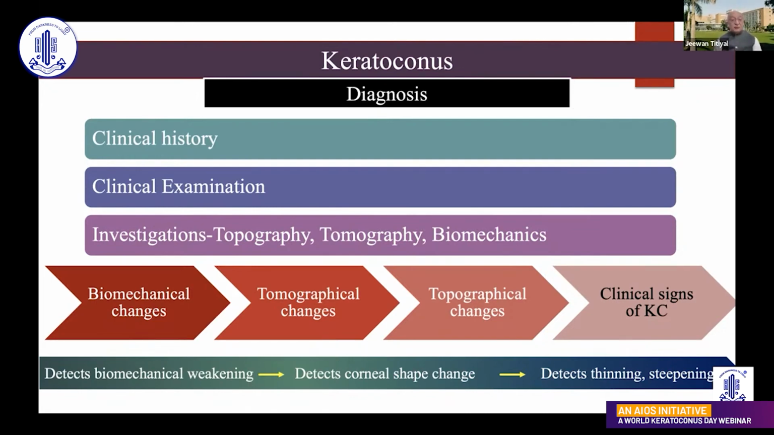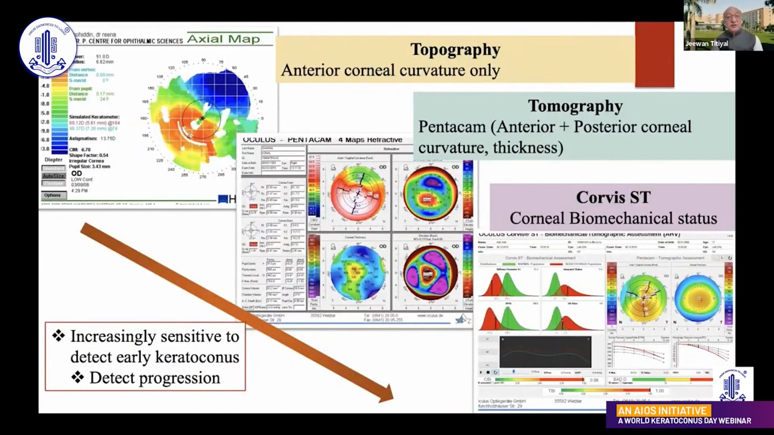The biochemical weakening is picked up by these investigations, which is very difficult to pick up by clinical examination. So we are looking for instruments where we can detect this disease before the actual symptoms or actual physical signs come in the cornea. We call it topography or tomography in these cases.